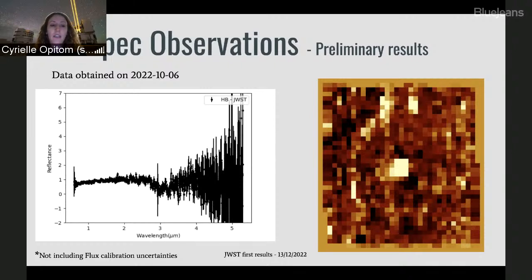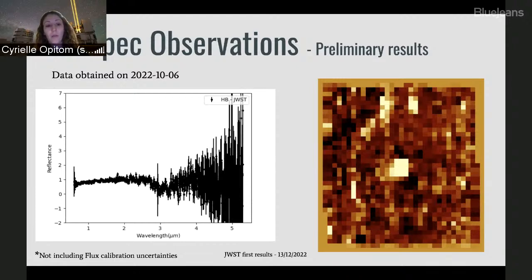And from these, we measured the reflectance spectra of Comet Hale-Bopp. So that means the spectrum of the surface relative to the solar spectrum. And as an analog of the solar spectrum, we use observation of the SNAP2 solar analog performed with the NIRSpec IFU as well. And so here's the resulting reflectance spectra that we derived.